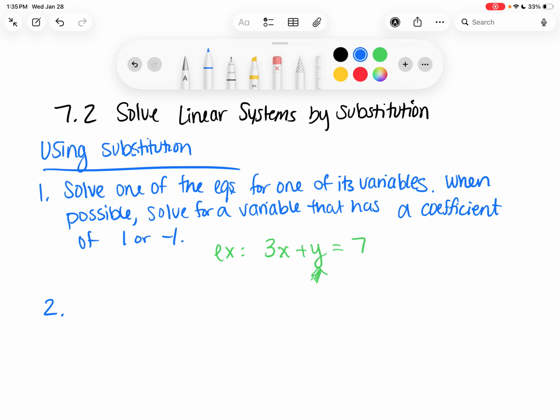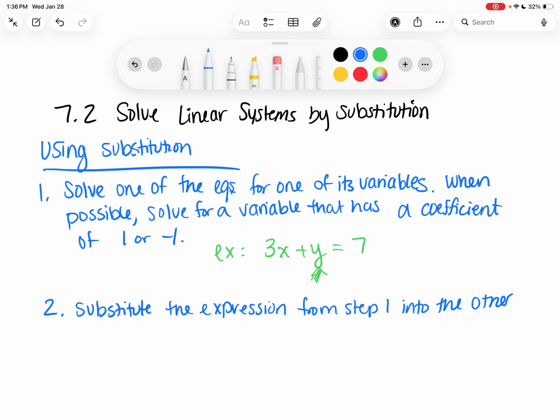Step 2 is to substitute the expression from step 1 into the other equation. Just remember, we have 2 equations with these. And solve for the other variable.